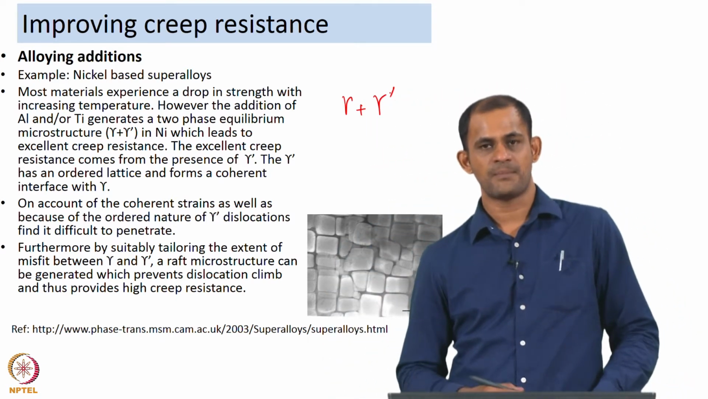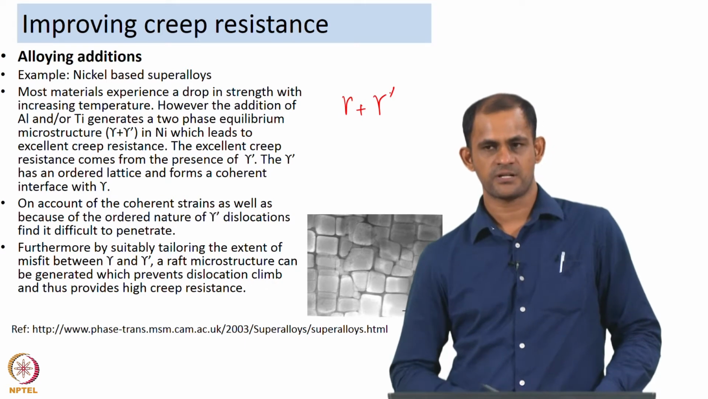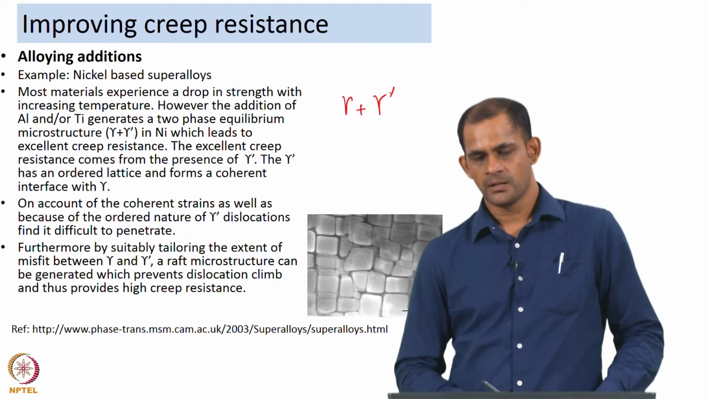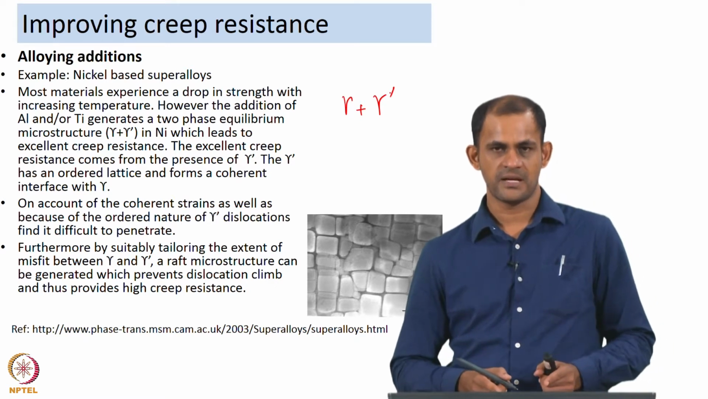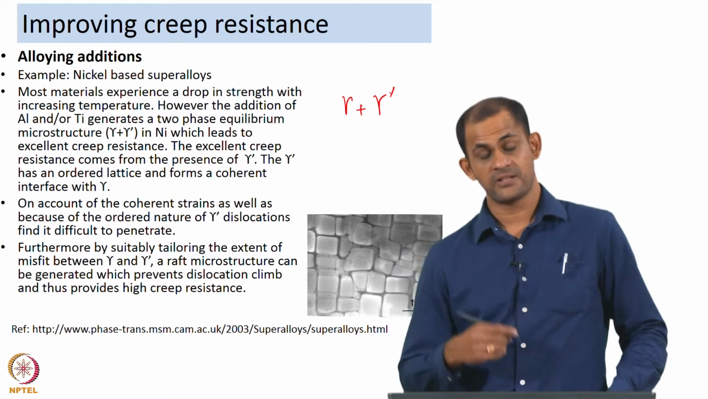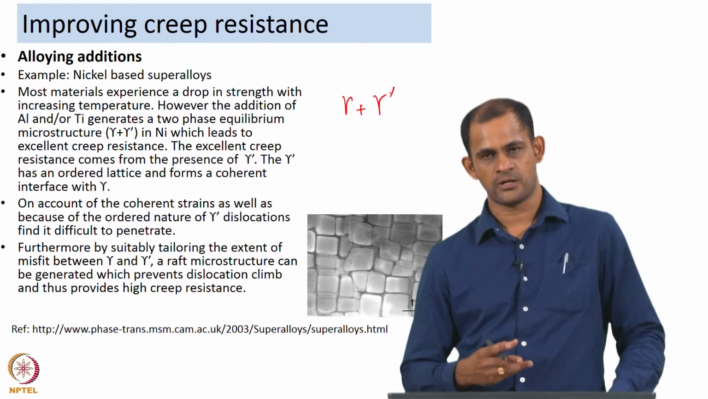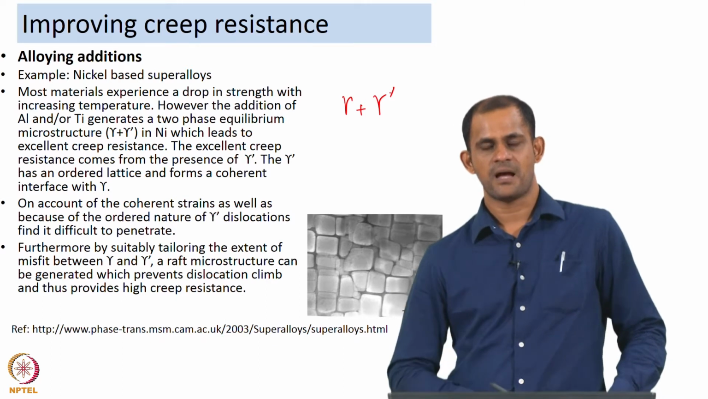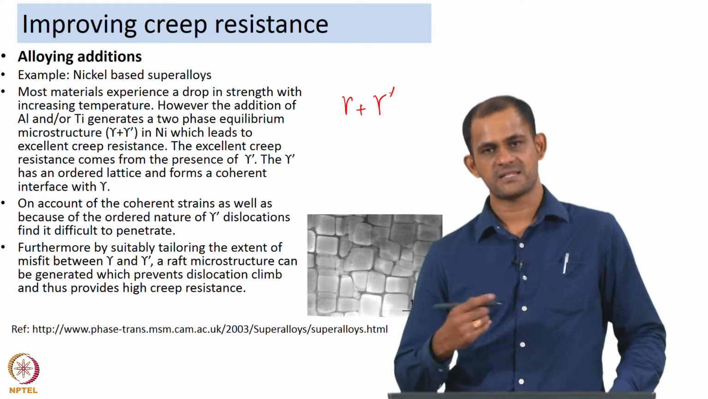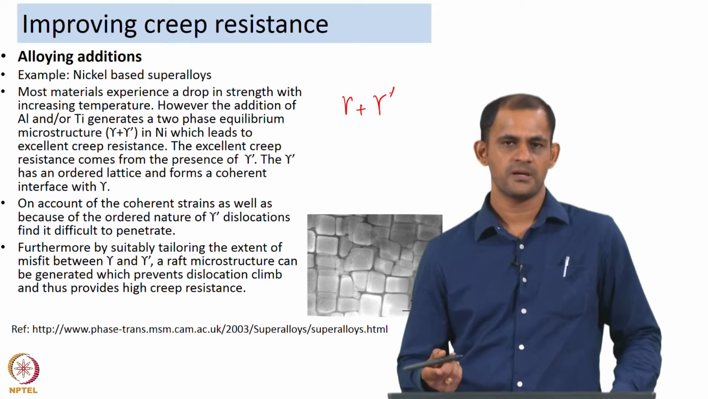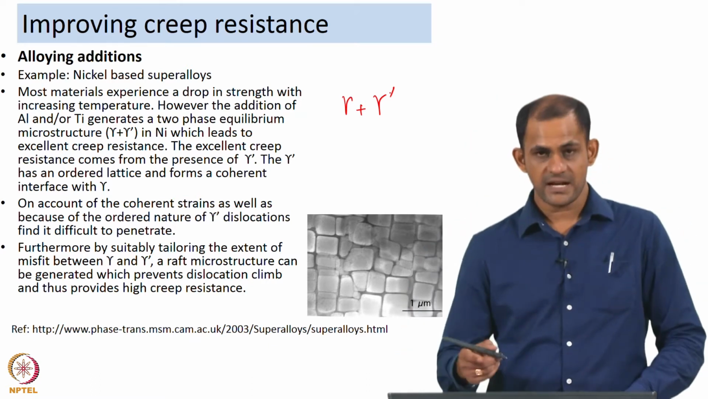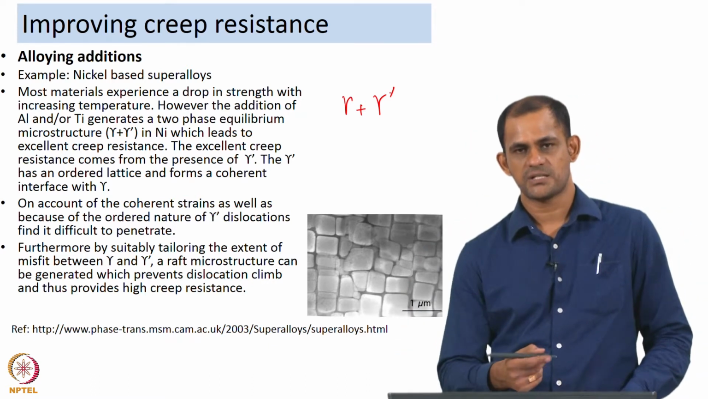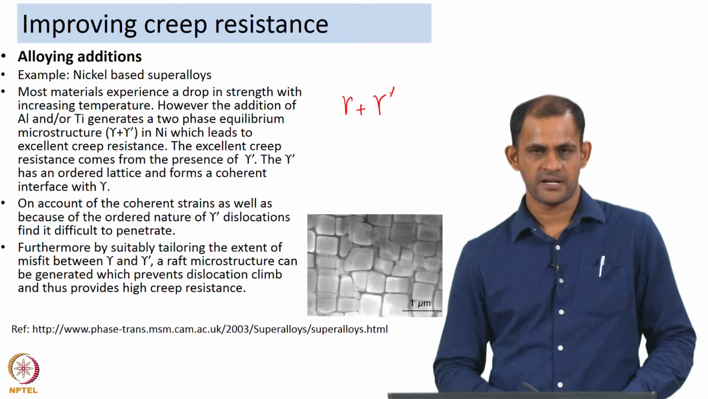Furthermore, on account of its ordered lattice structure, the dislocations tend to get locked within gamma dash at higher temperatures, and that has something to do with the antiphase boundary energy of the gamma dash. This is the advantage of generating gamma dash in the nickel matrix.